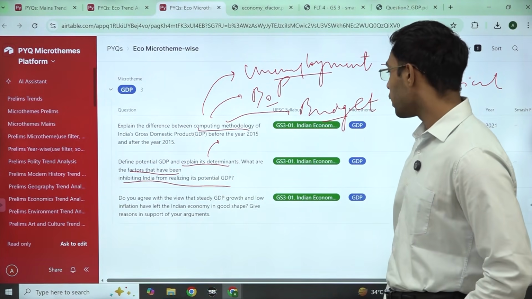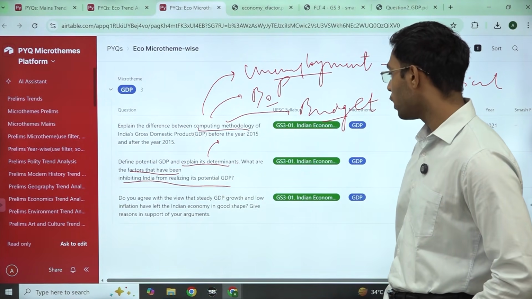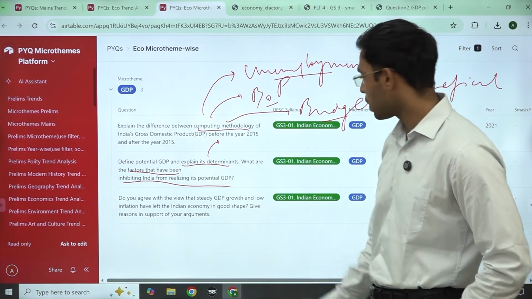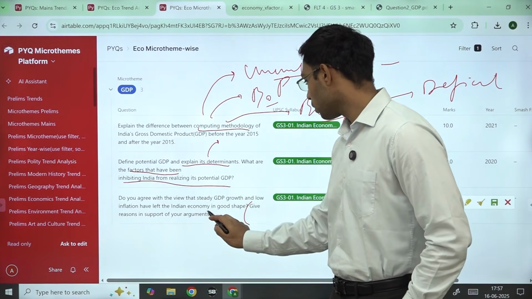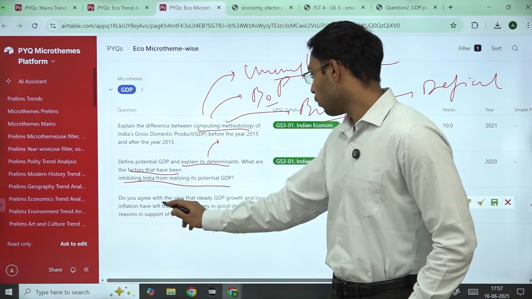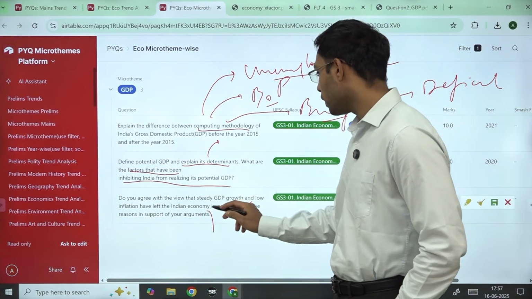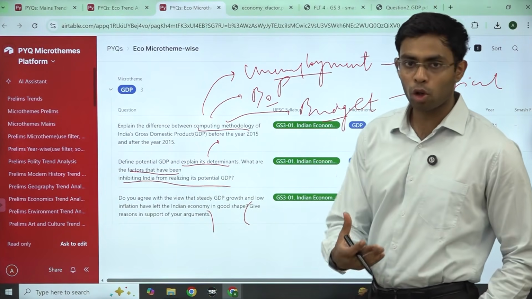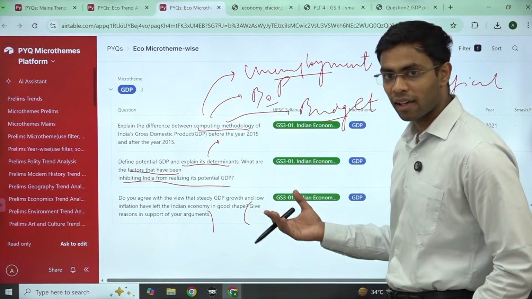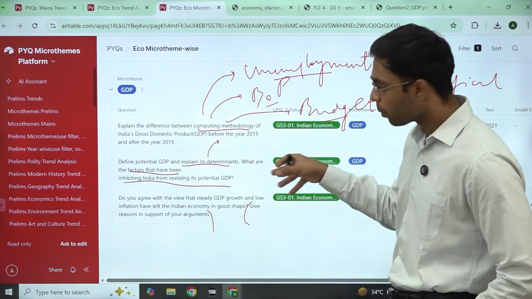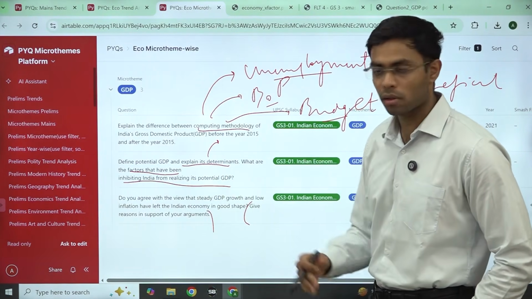Do you agree with the view that steady GDP growth and low inflation have left the Indian economy in good shape? Give reasons to support your arguments. Again, this part is an analysis, with the view that steady GDP growth and low inflation have left the Indian economy in good shape. This is again your opinion. So based on the data, facts and the analysis that you will have done in your preparation time, you have to give your own arguments, right?